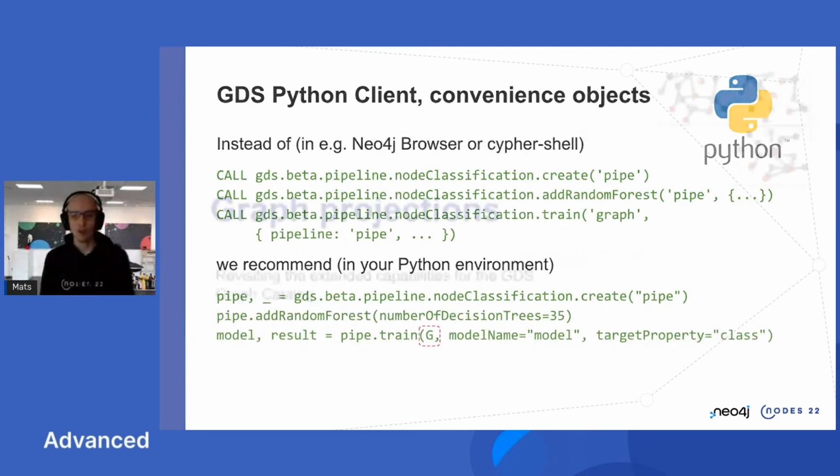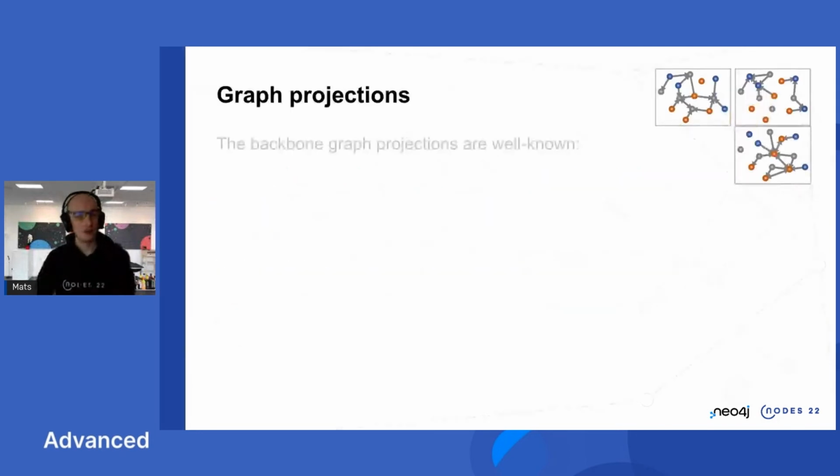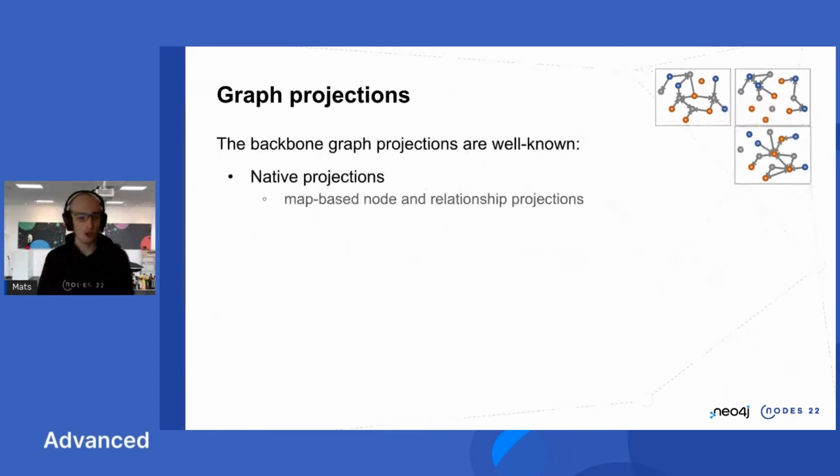So then just quickly going over graph projections. The backbone graph projections, I hope, are well known. The native projections, of course, the map-based node and relationship projections, those are the fast ones, going from the Neo4j database to the graph catalog as fast as possible, and they scale really well concurrently, but they are a bit constricted in their expressivity. So we have the Cypher projections.